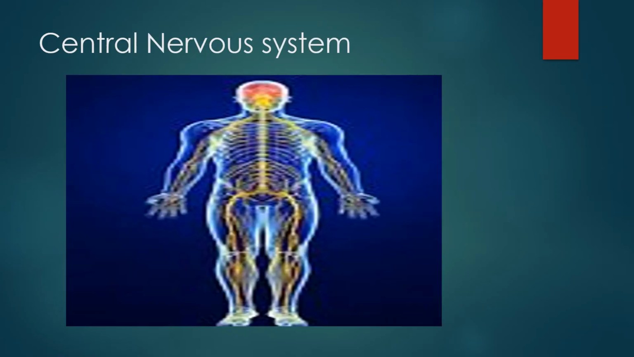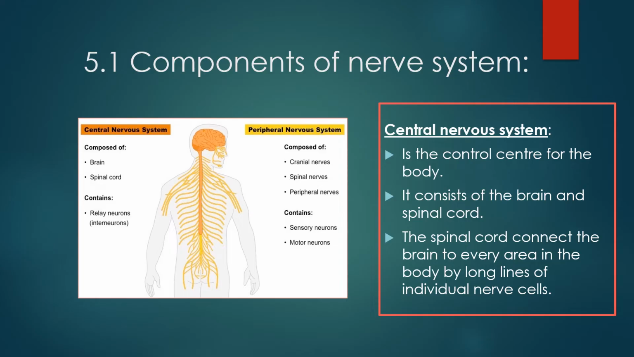We now move on to the central nervous system. The central nervous system is the control centre for the body. It's the brain and the spinal cord. That is the part of the central nervous system.